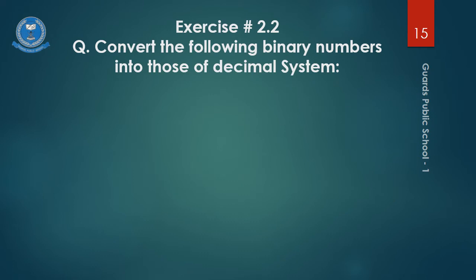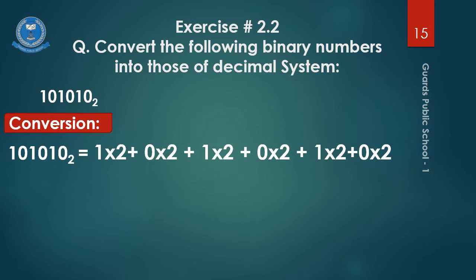Now in exercise 2.2, the first question you have is: convert the following binary numbers into those of decimal system. Let's suppose we are given the number 101010 with base 2 and we have to convert it into a decimal number. As we know, when we convert any number system into decimal system, we multiply each digit with the increasing power of its base. And here we have base 2. So we will multiply each digit with the increasing power of 2. Let us start its conversion.